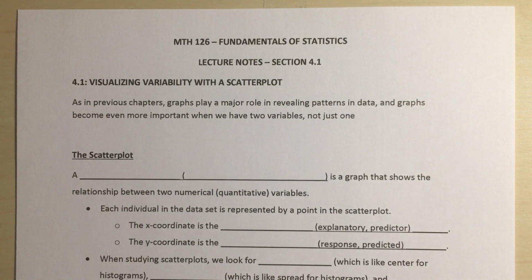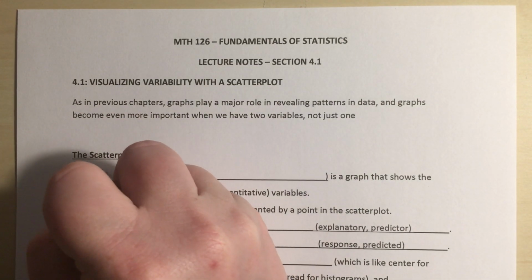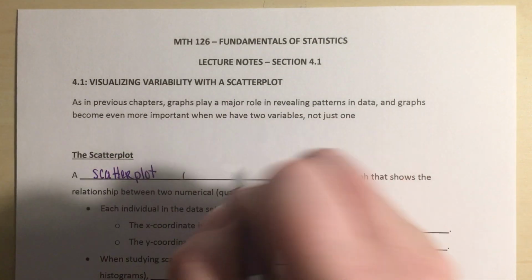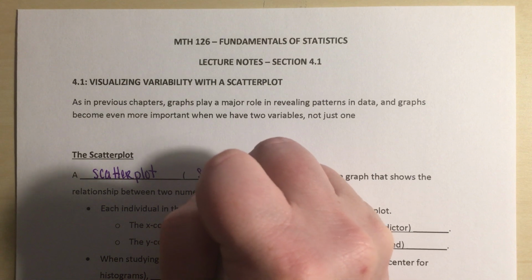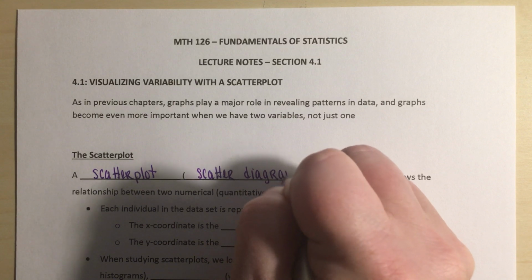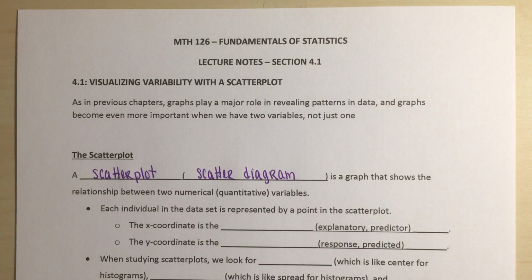All right, so we're going to start with some definitions and some basic things about our scatterplots. So our definition of a scatterplot. A scatterplot is also sometimes referred to as a scatter diagram. Depending on what textbook or resource you're using, we could see it referred to either way. But a scatterplot is a graph that shows the relationship between two numerical quantitative variables. So we're thinking about comparing two different numbers here. Each individual in the data set is represented by a point in the scatterplot.